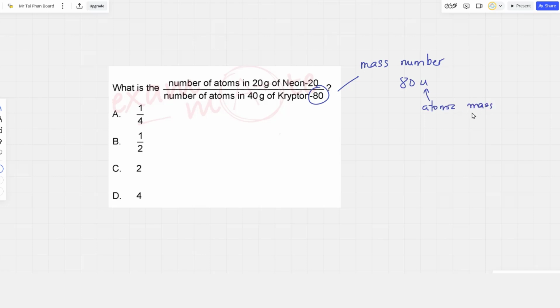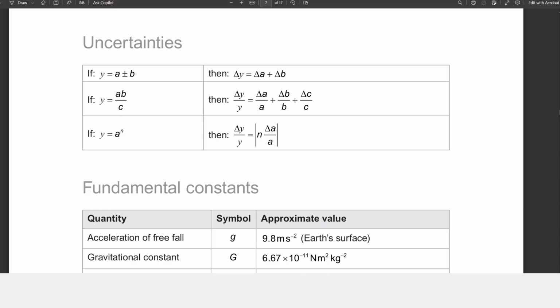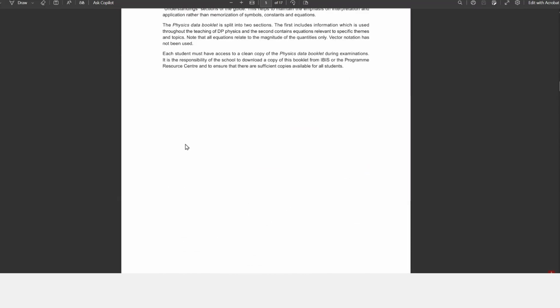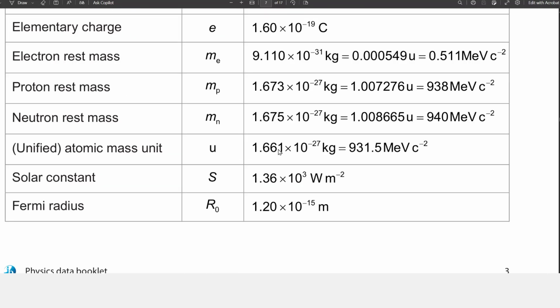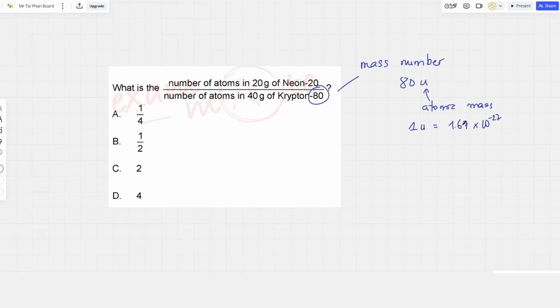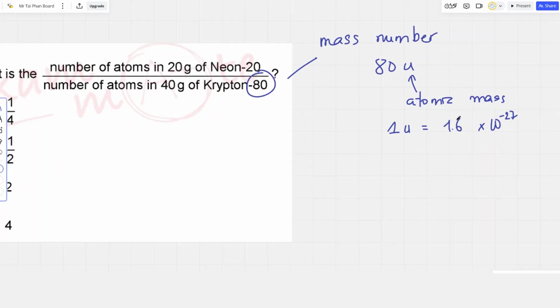Atomic mass, something like 1.1 U is equal to 1.67 times 10 to the power minus 27, something like that. Check that in the booklet. Atomic mass: U here is 1.661 times 10 to the power minus 27 kilogram. Okay, so my memory here was bad. It's not a correct value. 1.661. That's the first meaning of the number 80.